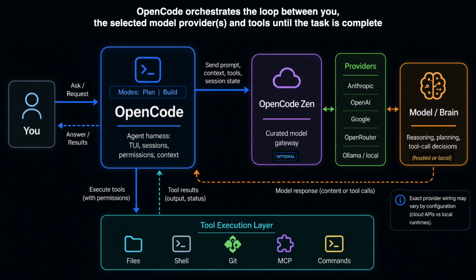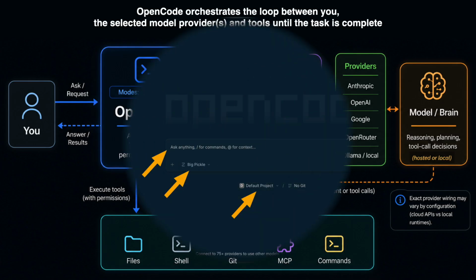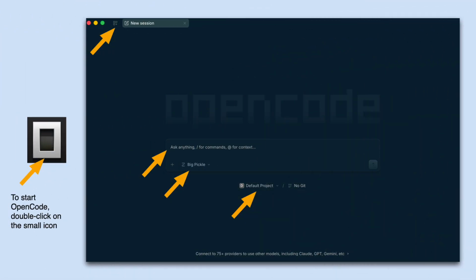Through the OpenCode interface, you can interact with either cloud-based models using, for instance, the OpenCode Zen set of models, or run local models using Ollama. Overall, OpenCode orchestrates the loop between you, the selected model provider, and the tools until the task is complete. To start OpenCode on a Mac, simply double-click the small app icon.